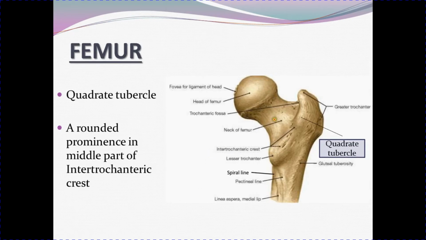Now when you look carefully at the intertrochanteric crest, in the middle portion there is a small rounded prominence which is called the quadrate tubercle. All these features are important as they provide attachment to the muscles.